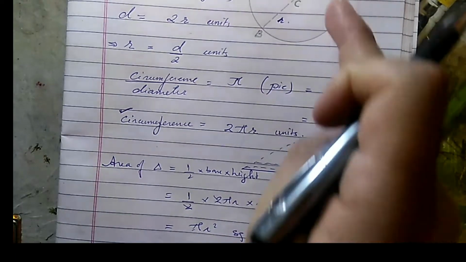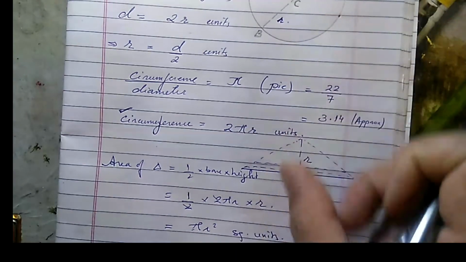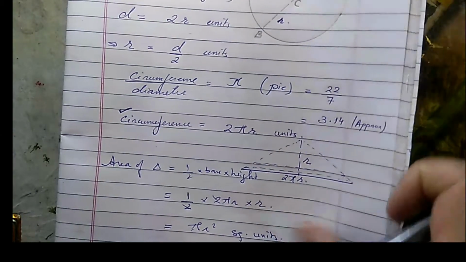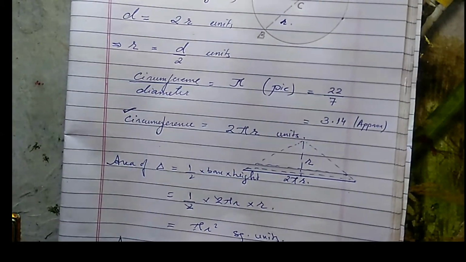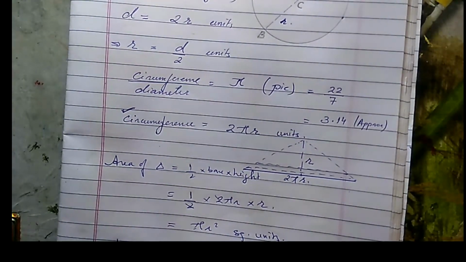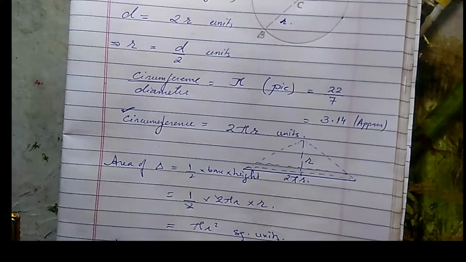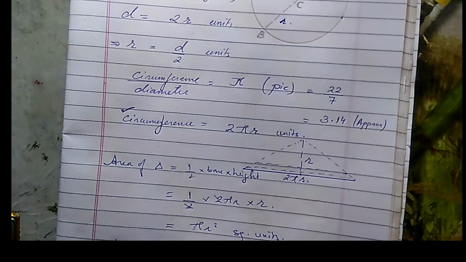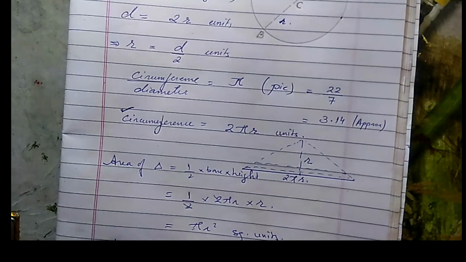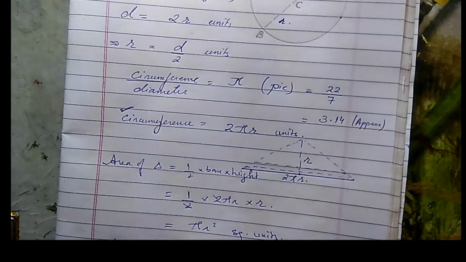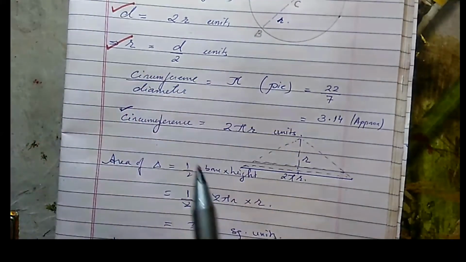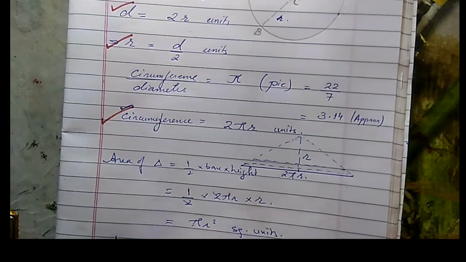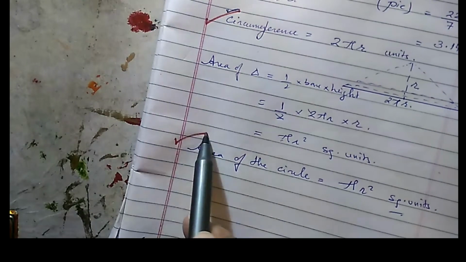But this is the area of the triangle. But this area we obtained from the circle itself. So whatever the area of triangle that we are getting is actually the area of this circle. So now we can write area of the circle is equals to pi r square units. So now we have learned the formula for the diameter, for the radius, for the circumference, and finally for the area of the circle.